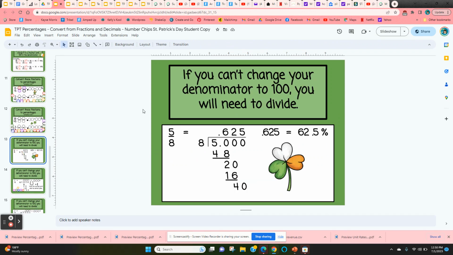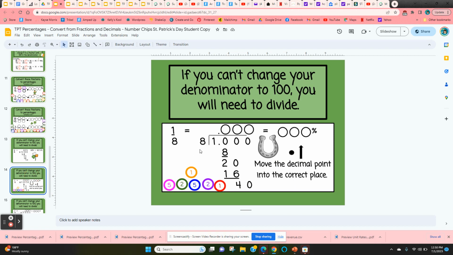Now, if they can't change it to an equivalent fraction with 100 in the denominator, so here they can't simplify it, they can't multiply 8 times anything to get 100, they're going to have to use long division. So this is 5/8, which is 5 divided by 8, and it gives some example of how to do that long division, and then they're going to move their decimal point 2 places to the right to get their answer of 62.5%.